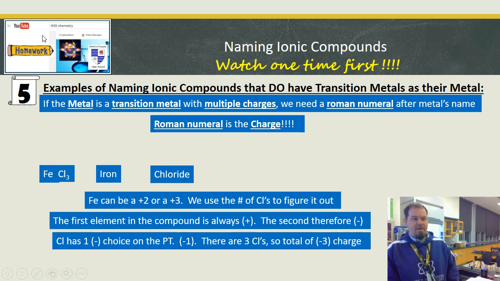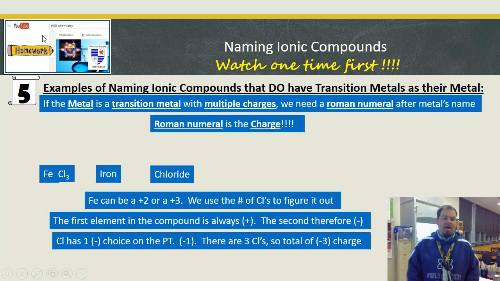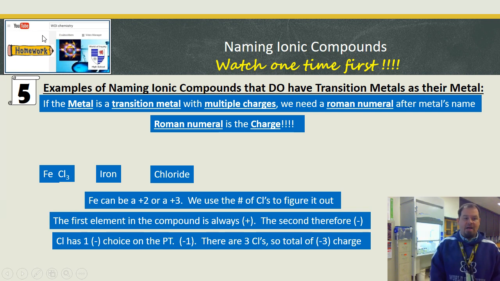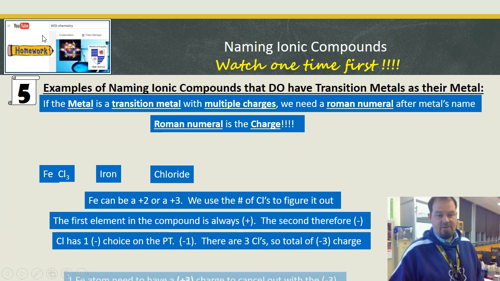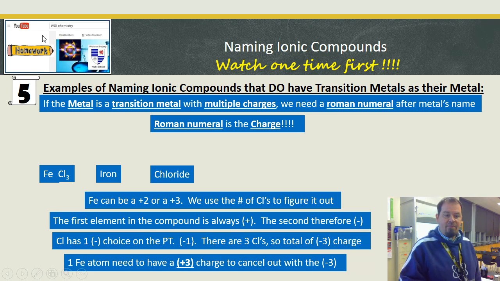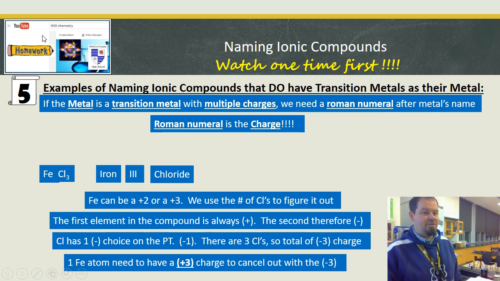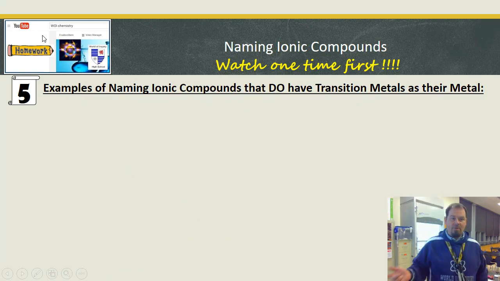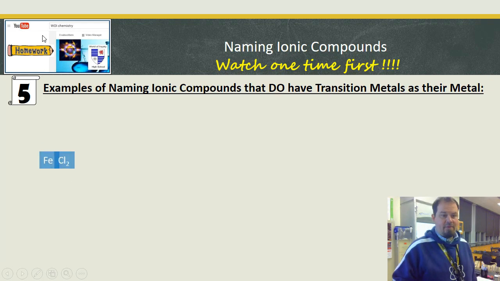There's 1 iron there. I have a total charge of -3 on chlorine, so the total positive charge has to be +3 to cancel it out. So we have a +3 charge to cancel out the -3. Therefore, I'm going to put a Roman numeral 3 after the iron. The Roman numeral 3 is going to tell me it's an iron with a +3 charge, then the chloride. And this way I can go backwards and forwards and build that molecule properly from the name.